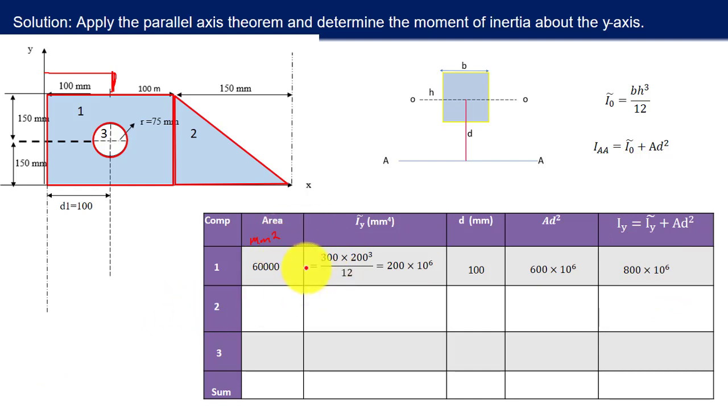What's next? Shape 2. Shape 2 is a triangle, so the area is 1 over 2 times B times H. B is 150 and H is 300. Therefore, this equals 22,500 mm square. What is the moment of inertia of shape 2 about its centroidal axis? This equals BH cubed over 36. B is 300 and H is 150, so 300 times 150 cubed divided by 36.